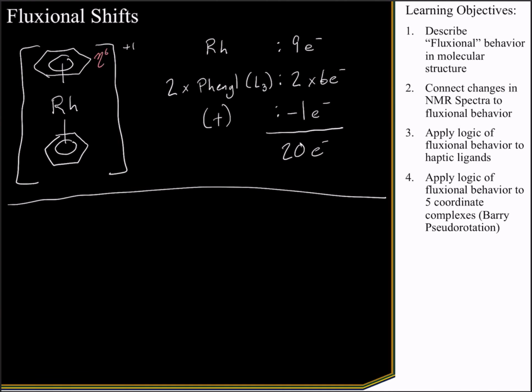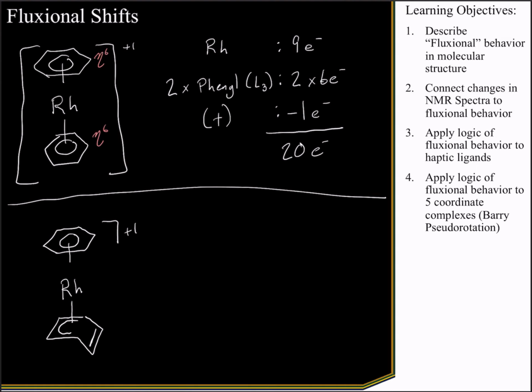So as this is drawn, these are both our eta-6 benzene configurations. But if we were going to imagine that we weren't necessarily stuck with eta-6, what if we had an eta-4 benzene that was bound to our rhodium, and this is still the cation?